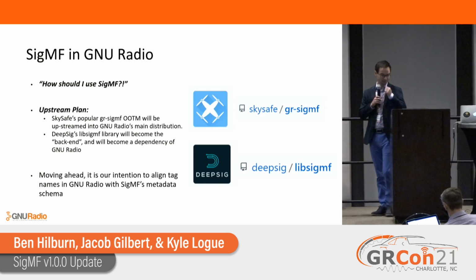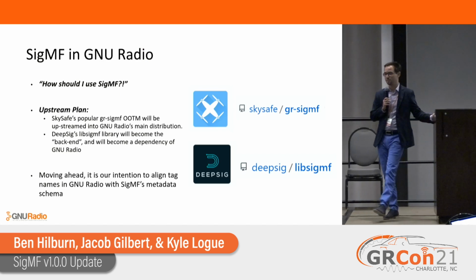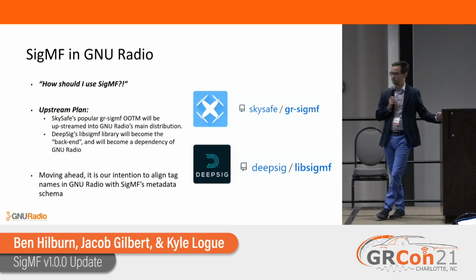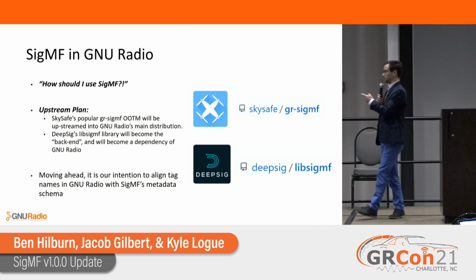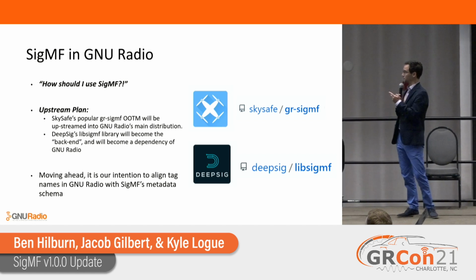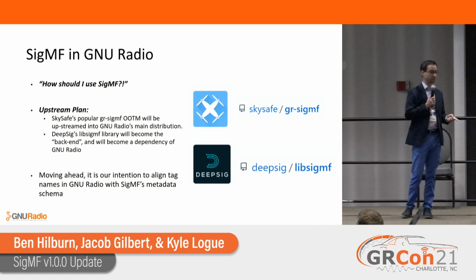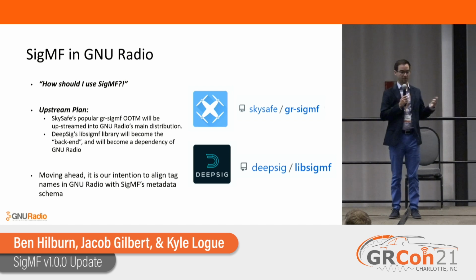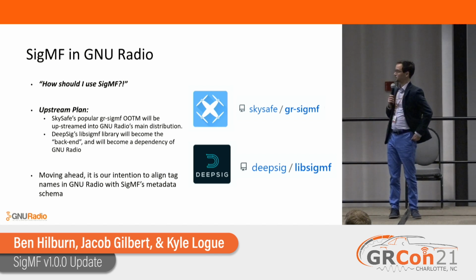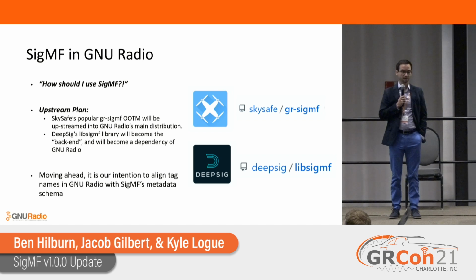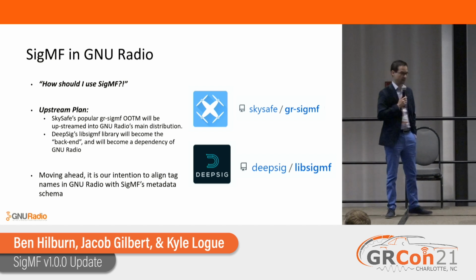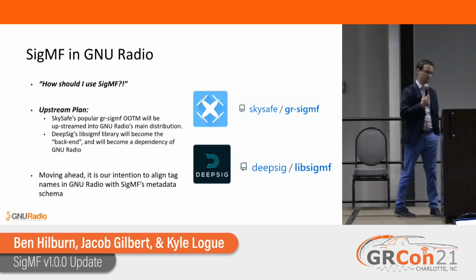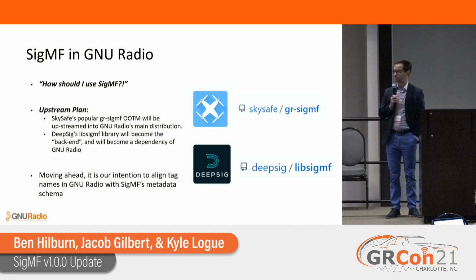So another topic. Up to this point, there has not been an upstream way to use SigMF. Everything was out-of-tree modules. Calling out especially SkySafe. There were 2 implementations of GR SigMF. One very early one was written by a student, who's now part of LibreSpace, on a Google Summer of Code project in 2017, I think, actually. SkySafe's implementation of GR SigMF has become the de facto standard. And that out-of-tree module is now going to be upstreamed into GNU Radio and will be an official part of GNU Radio's core distribution.